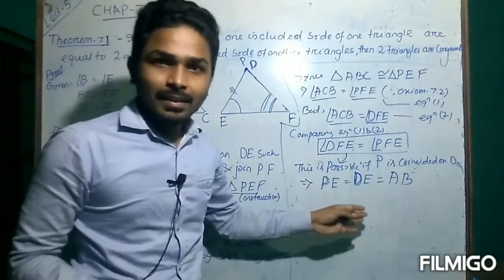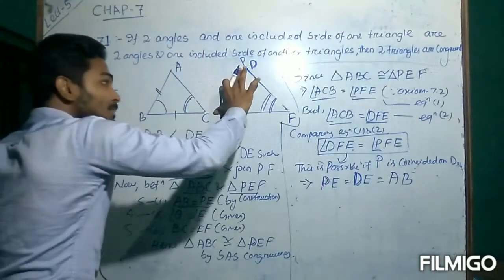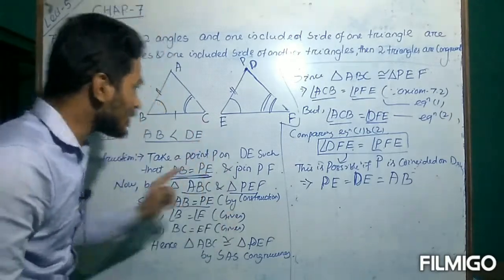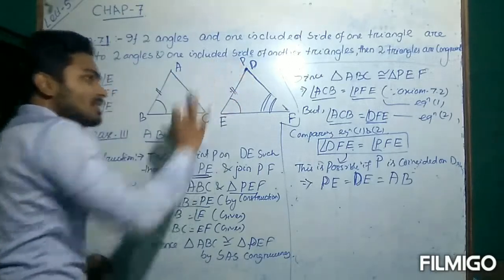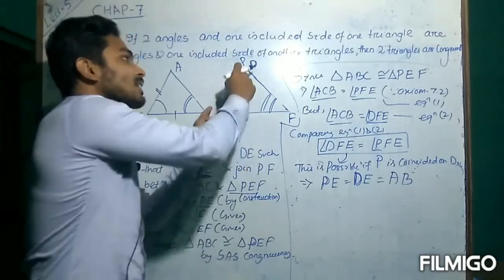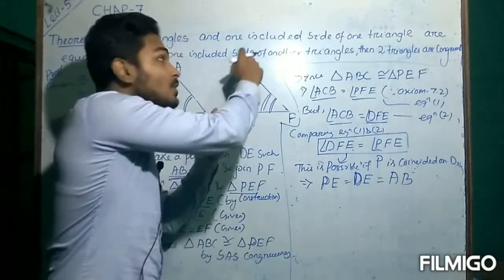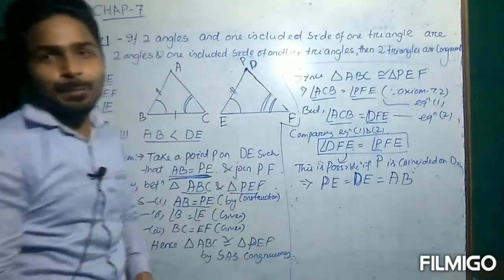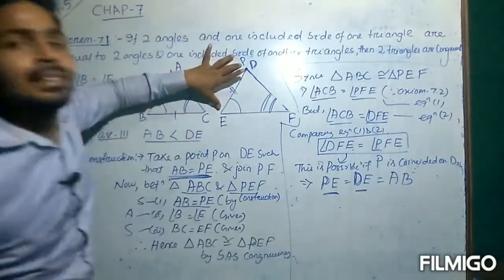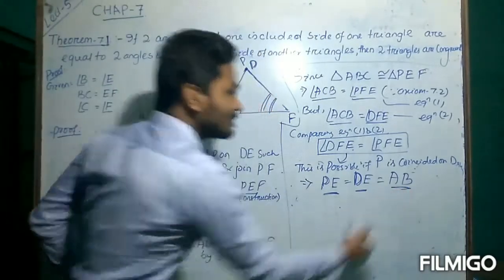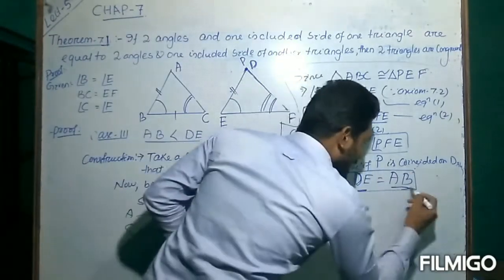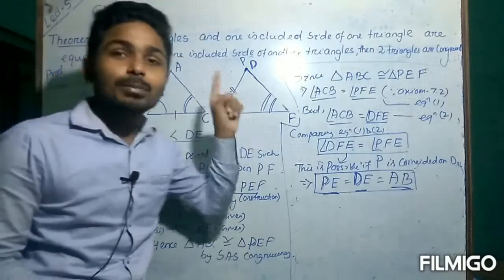Are you getting this? Again, I am telling you that this PE is equal to AB. Why? Because we have already constructed that this distance is equal to this distance initially. But here we have proved that whenever this P is shifted to a point D, then the distance PE is equal to the distance DE. And this PE is equal to AB. Okay? So this is the final clue that we need to prove that these two triangles will be congruent.